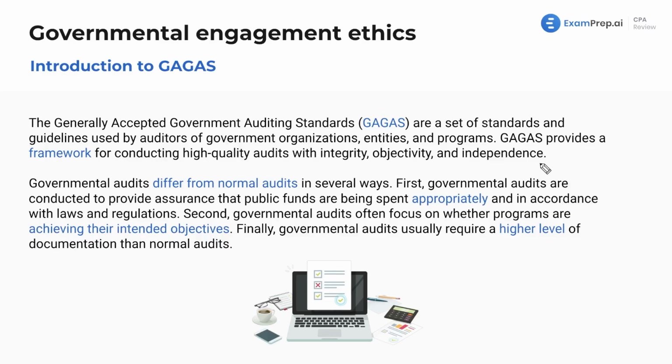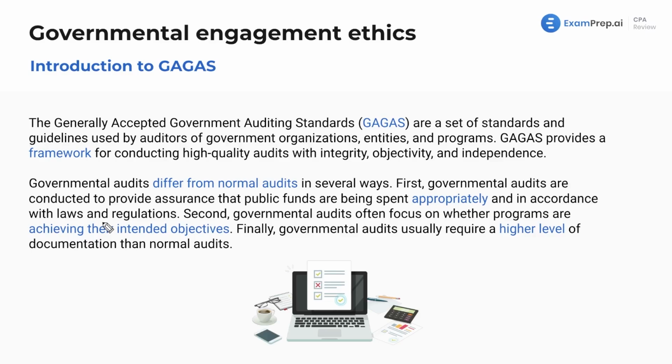So we follow GAAS for normal audits. We follow GAGAS for government audits. If you're preparing financial statements, you follow GAAP. Remembering these differences. Governmental audits differ from normal audits in several ways. First, governmental audits are conducted to provide assurance that public funds are being spent appropriately and in accordance with laws and regulations. That's different than a normal audit.